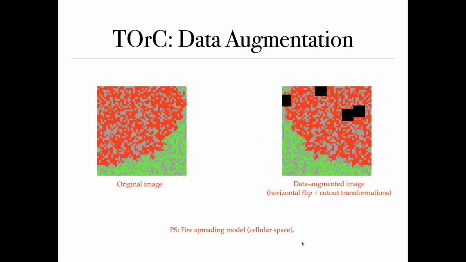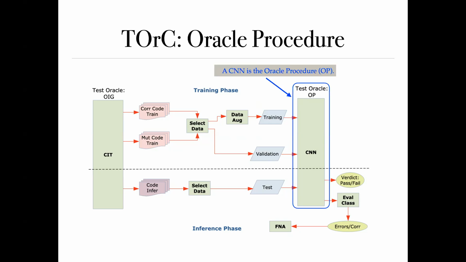This is an example of a cellular space image, and this is a fire spread model. In red, we have part of a forest which is burning, and on the right, part of the forest which is intact. The CNN is the oracle procedure, so it is responsible for assigning the pass-fail verdicts. We use transfer learning, also a known technique, with pre-trained models, where we start the training of the networks with the weight parameters not from scratch, but loaded from pre-trained models. And the approach is fine-tuning the CNN.